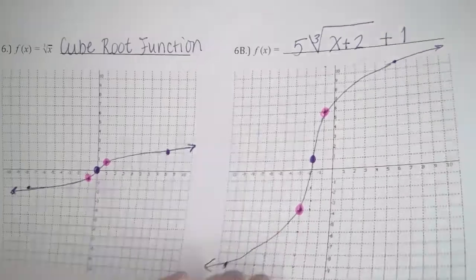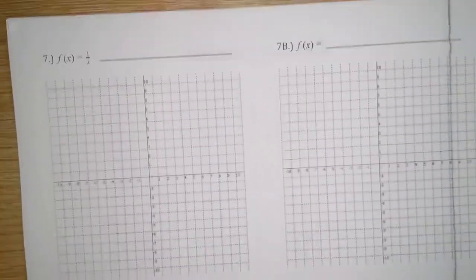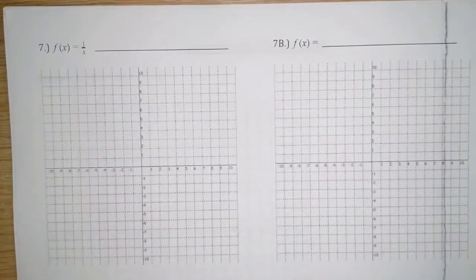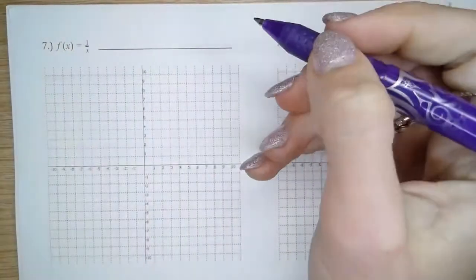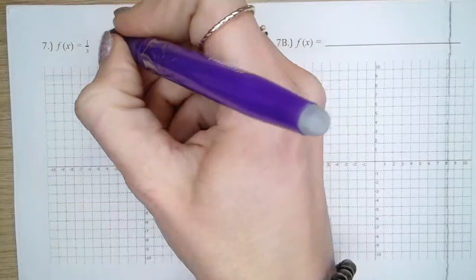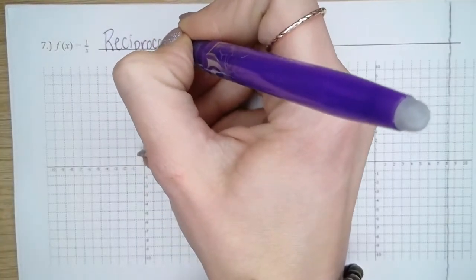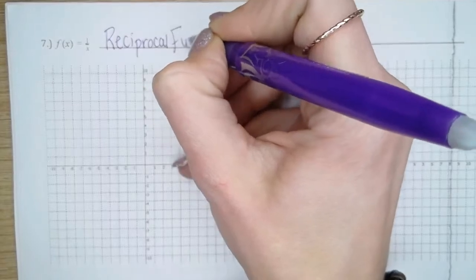That's it. And we have really one more to talk about today. The other one we're going to talk about, 1 over x. I guess I could do one more of this. We'll see. This is called the reciprocal function.